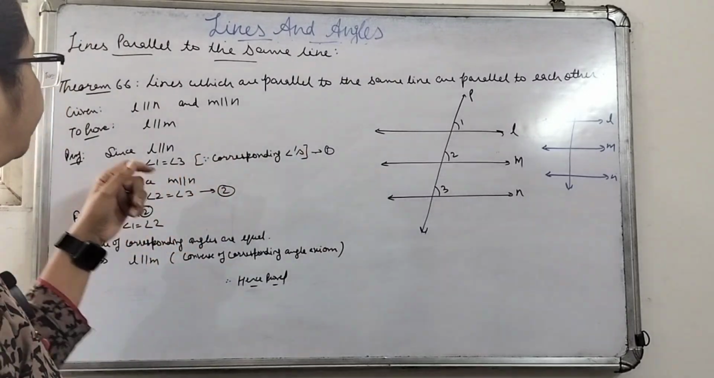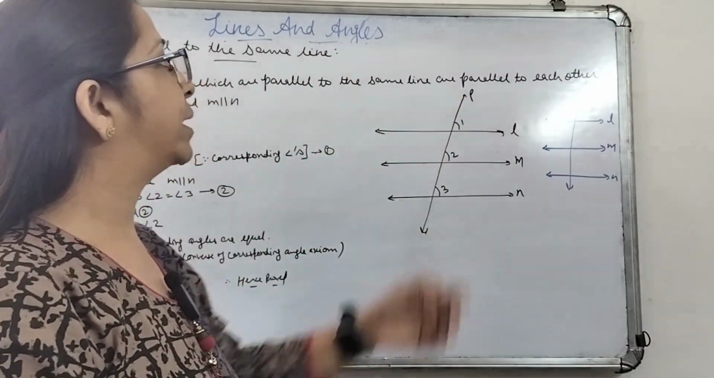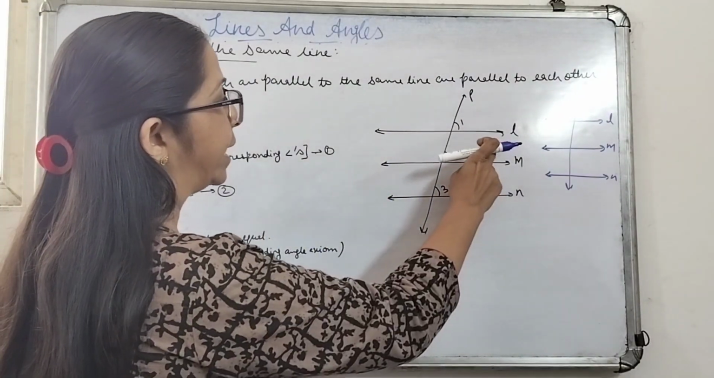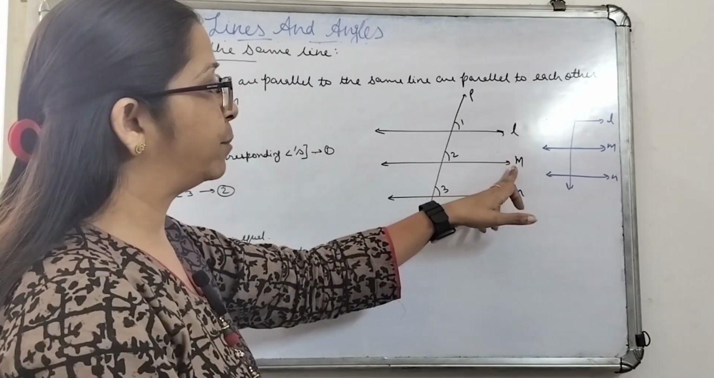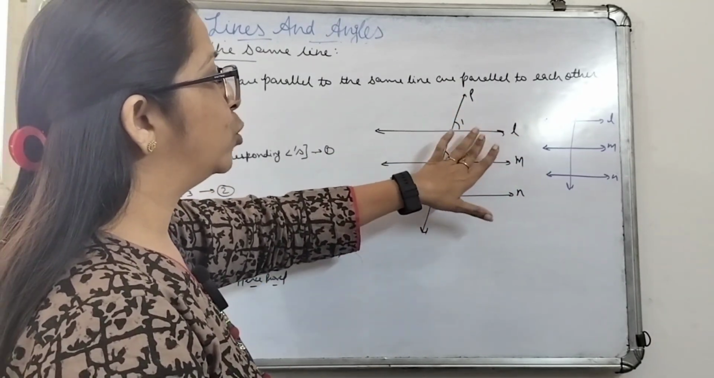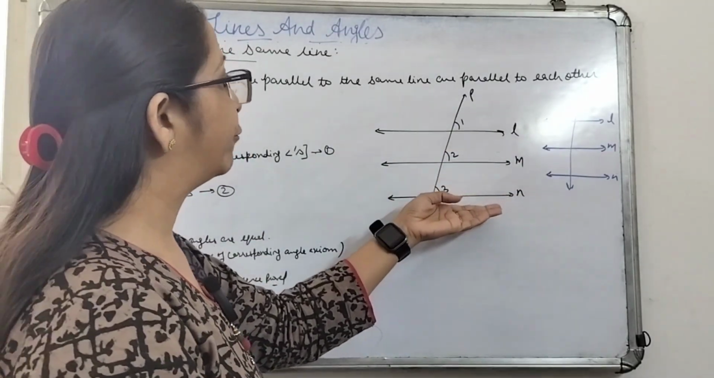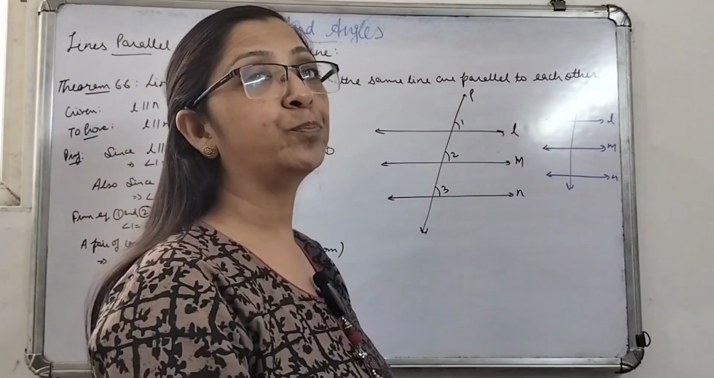So let's see the theorem. Lines which are parallel to the same line are parallel to each other. That means we are assuming over here that L is parallel to N. Similarly, we are assuming that M is parallel to N. That means these two lines are parallel to this common line N. We have to prove that L and M both are parallel to each other.